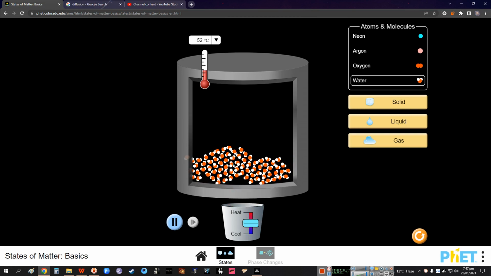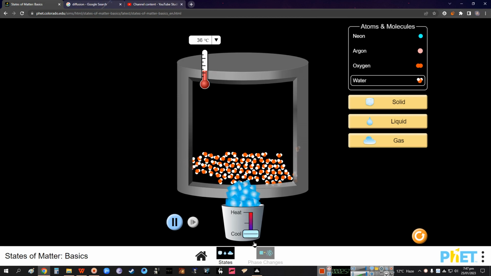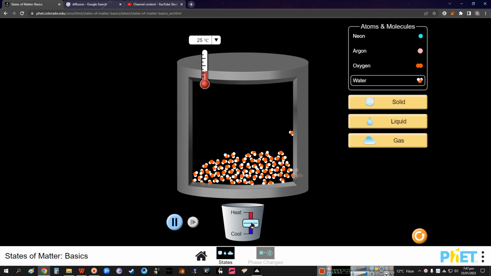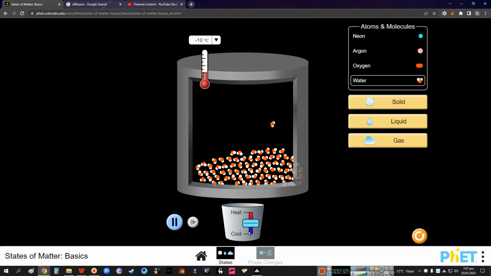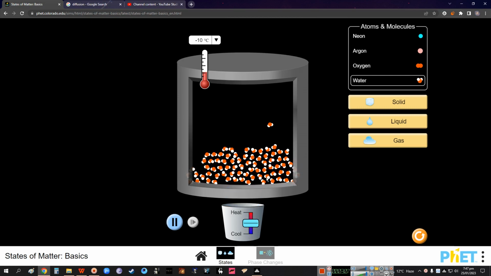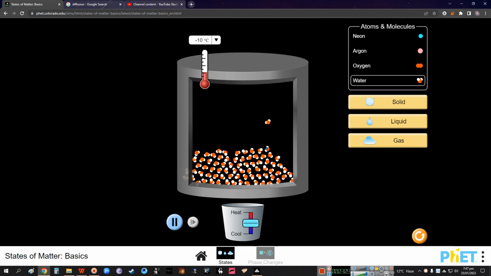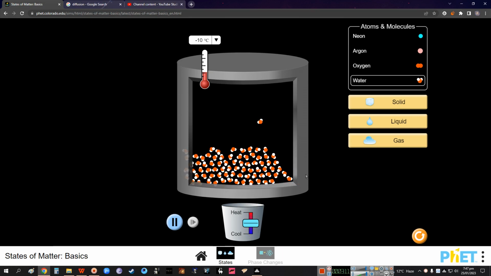Particles will be pushed out of the surface by the collisions, and these particles are now moving about at a much faster rate since the temperature is higher. And as I cool it down, their internal energy is dropping, and hence they're moving slowly. And if I keep cooling it down, now it has become a solid. As you can see, the volume of the liquid was far less compared to the volume of ice, right?